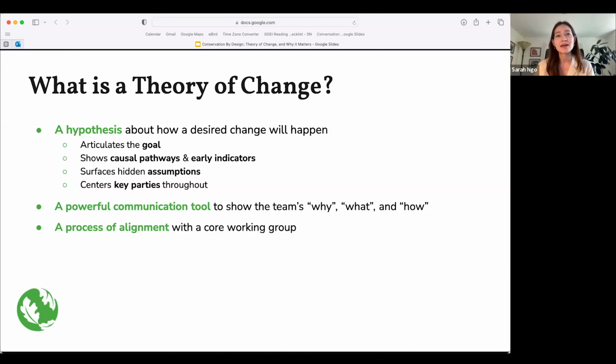In terms of a process, the act of putting together a theory of change surfaces a lot of really important conversations and moments of alignment with a core working group. And so a team who has articulated a theory of change is a lot more likely to be aligned on what they're working on and why than a team who hasn't taken the time to articulate one.